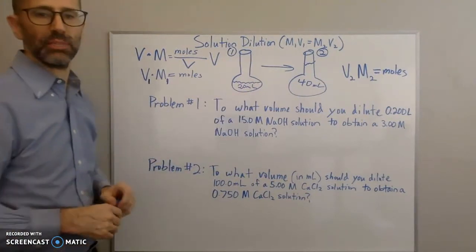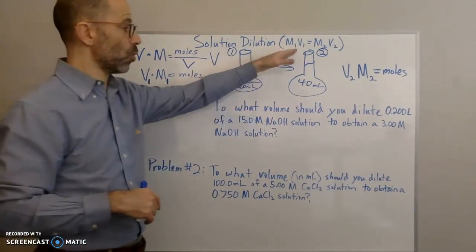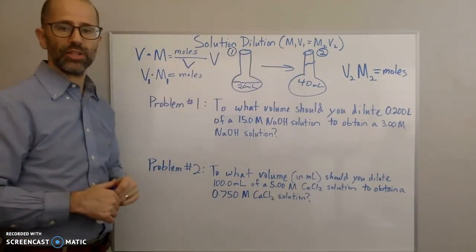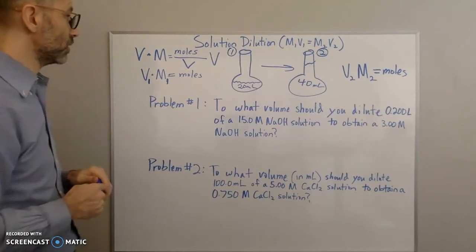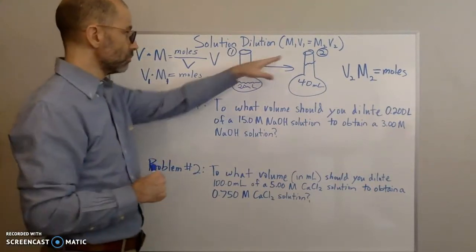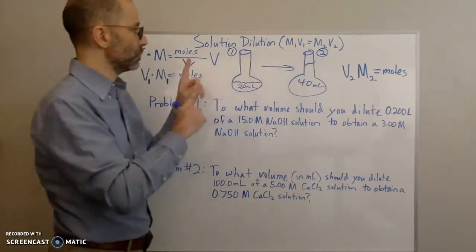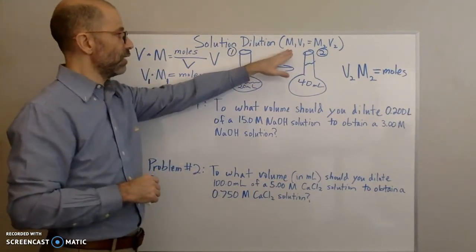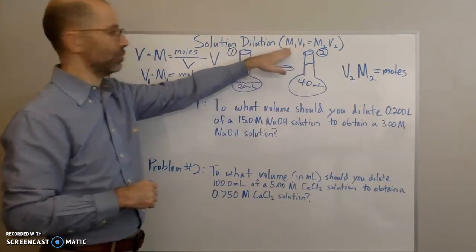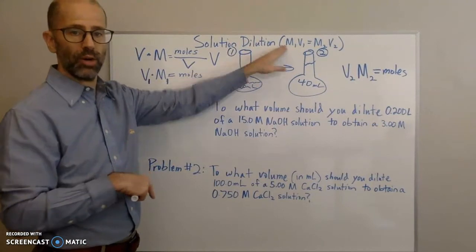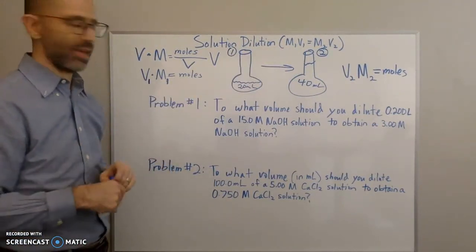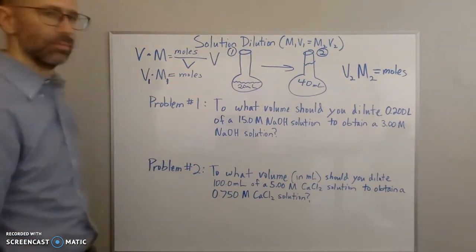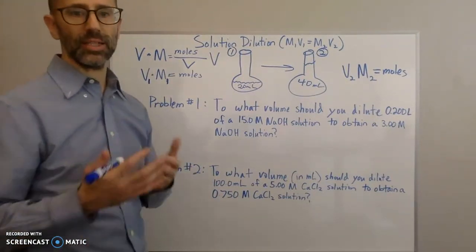So I just wanted to explain that to make it clear where this equation comes from and why it works. And you'll notice that these are going to be inversely proportional to each other. It means if you increase the volume, you're going to decrease the molarity. Or if you increase the molarity, the volume is going to decrease. So they have that relationship as well. So I hope that's clear.